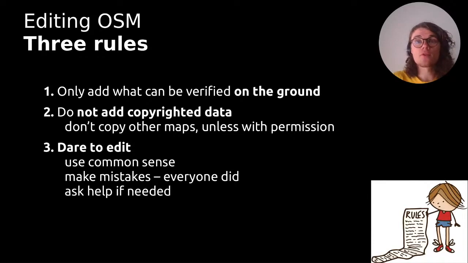Second, you're not allowed to copy from other maps due to copyright. So for example, do not copy from Google Maps, do not copy from a city map. Of course, you can ask permission. If your municipality makes a little map of bicycle pumps, or a little map of toilets or whatever, ask them if you can copy, and if they say, oh yeah, go on, copy it in OpenStreetMap, the more copies the merrier, then go on, but you should ask that beforehand.